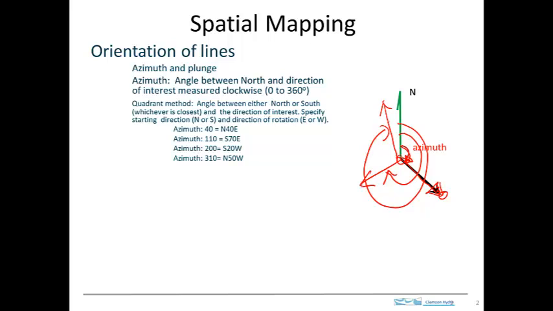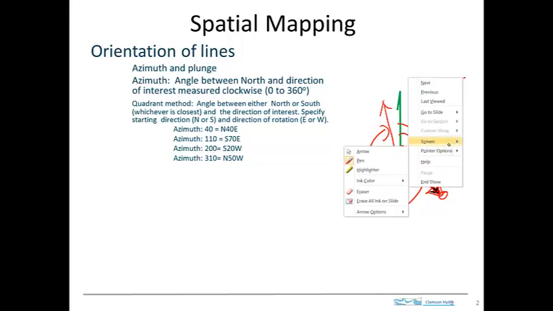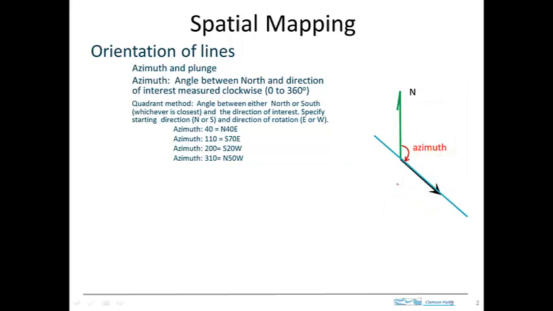The next one is the plunge. So let me erase that drawing here. In order to get the plunge, we need to put a cross-section through our line of interest. And then the cross-section looks like this. The blue line now is the ground surface, and the black line is our line of interest. And the plunge is the angle from the ground surface down to the line of interest, that angle there.